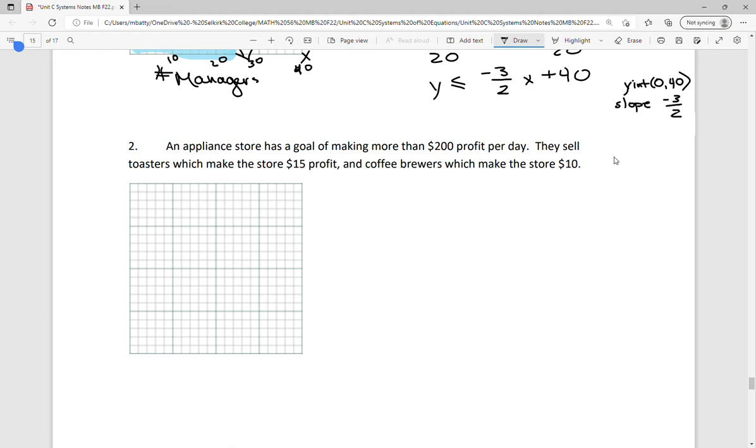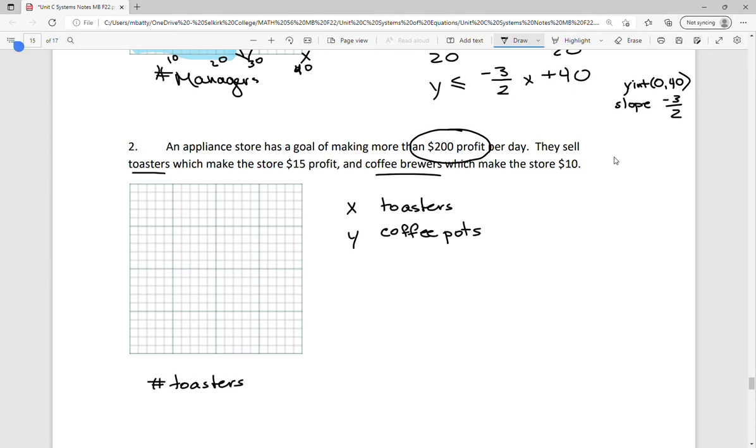The next one says that an appliance store has a goal of making $200 profit per day, probably to cover their minimum costs. They sell toasters and they sell coffee makers. I'm going to say x is toasters and y is the number of coffee makers. I'm not going to call them brewers, I'm going to call them coffee pots. So toasters down here, the number of toasters, and the number of coffee pots up here. Okay, so I've done some good work so far.